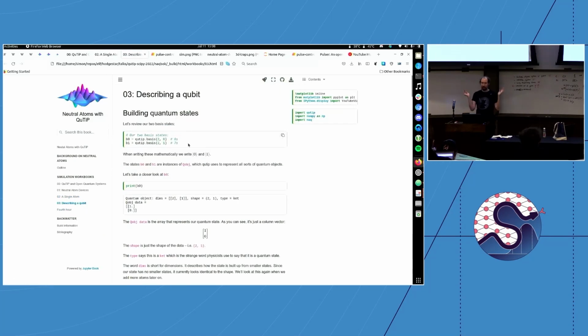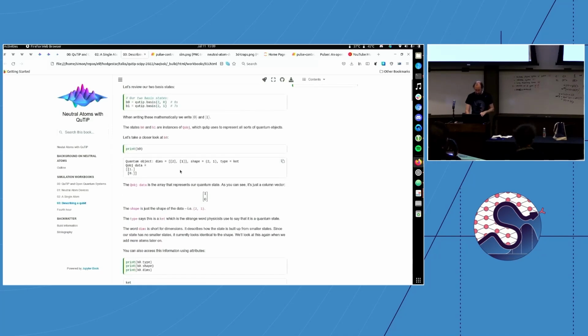Let's just see, in your notebooks, how to create these basis states in QuTiP. If you type in b0 equals qutip.basis(2, 0), what that says is, please make me a basis state. It says there are 2 basis states in total, and I would like the 0th basis state. Then you can print it out, or just let Jupyter automatically print it for you.